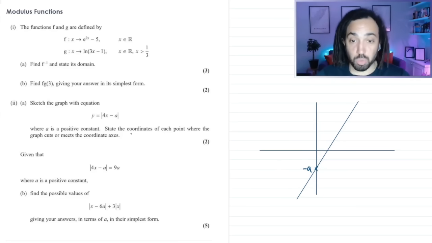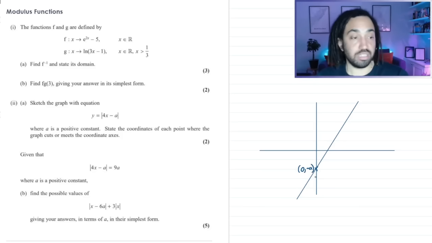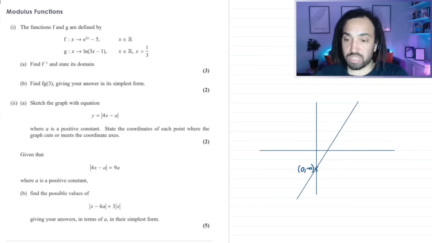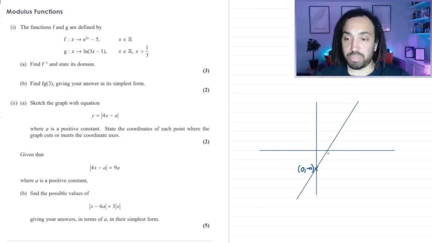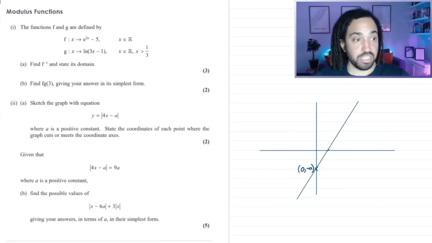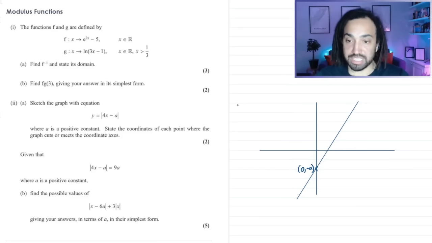It does say the coordinates, so sometimes I get a bit worried that just by writing the actual y value there, you may not get the mark. So if you write it as a coordinate, I think you'll be alright, but anyway, I better be careful. And then this point here, that's when the y is 0, so that's when 4x minus a is equal to 0, so therefore x is equal to a over 4.